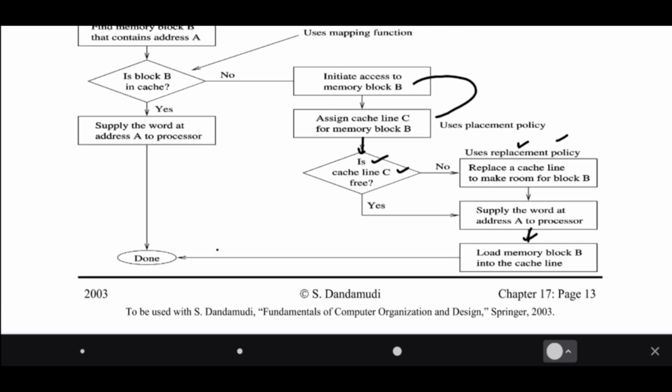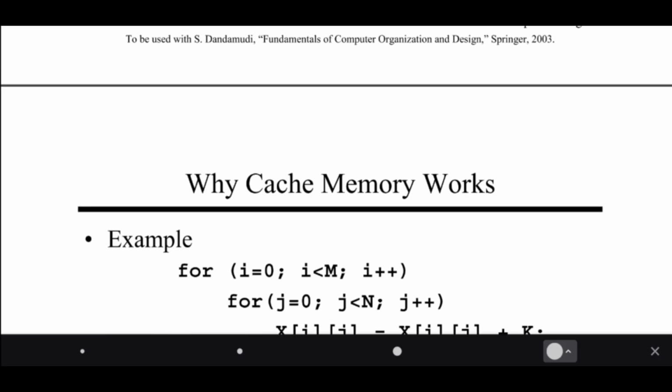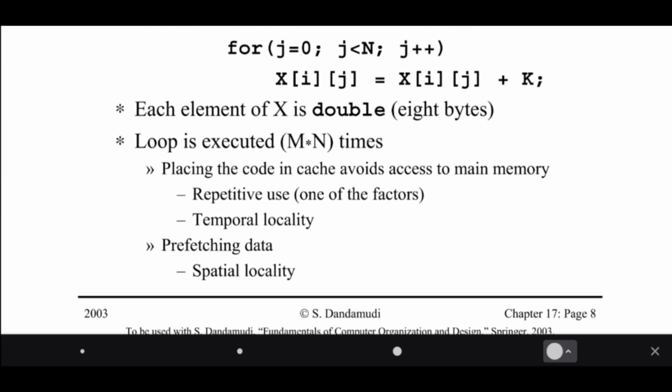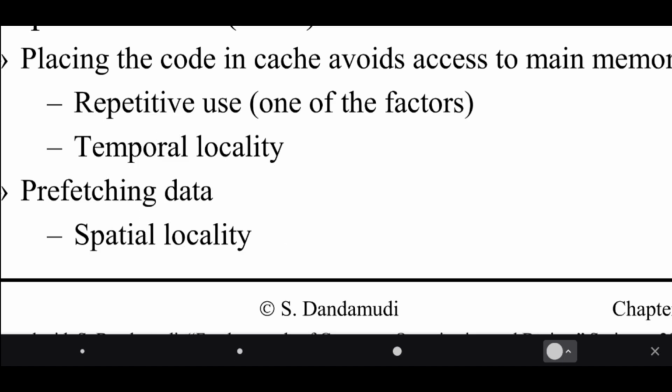Now we will discuss locality of reference, which has two parts: temporal locality and spatial locality. Locality of reference means on what basis, or by which reference, we store data inside the cache. This is called locality of reference.